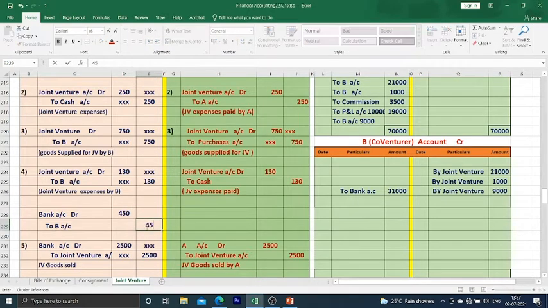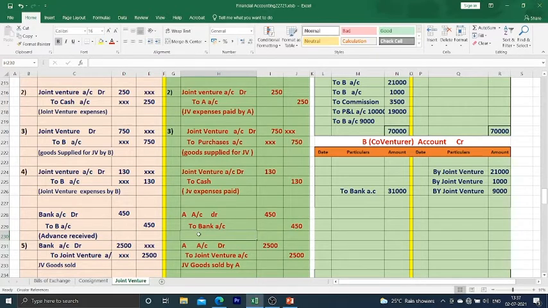He is liable to pay interest on this also. Okay, advance received. Here also, A account debit to bank, is for advance paid.